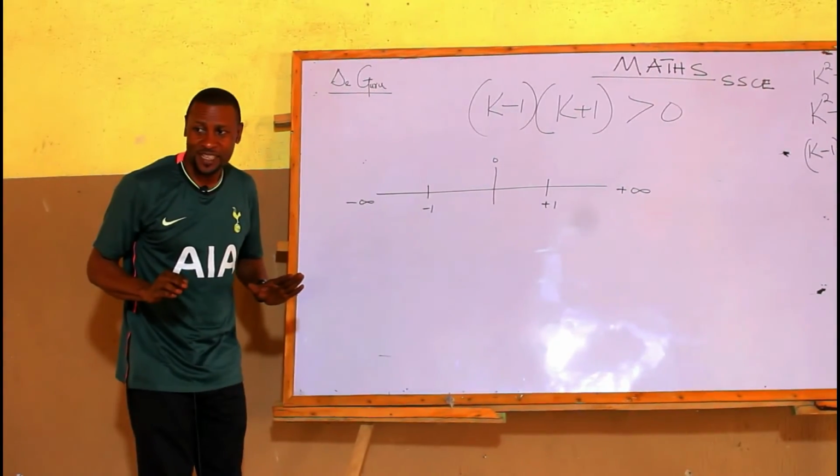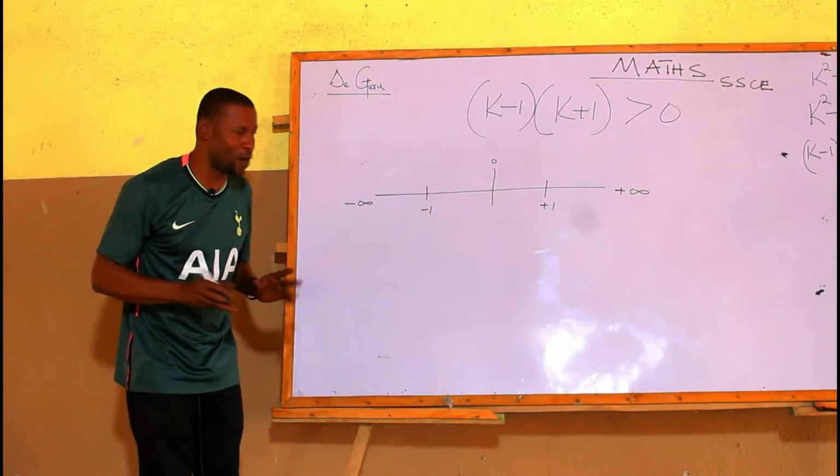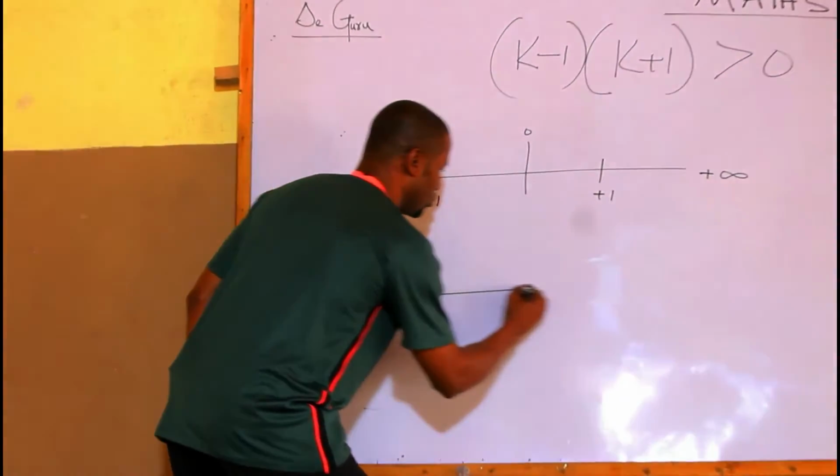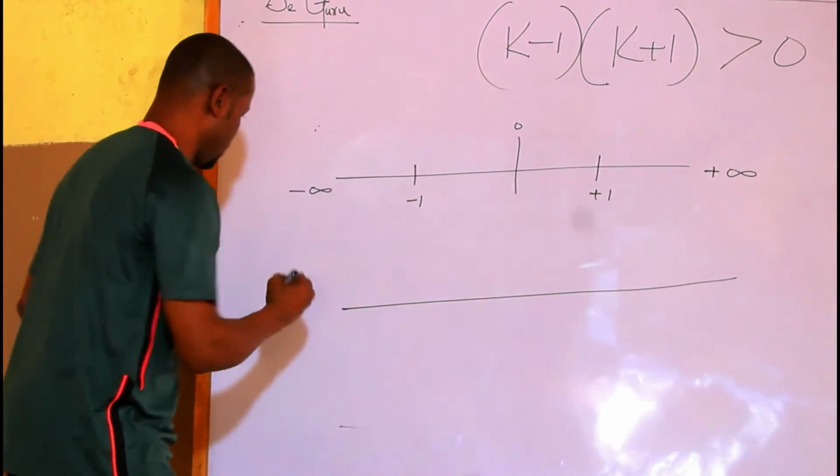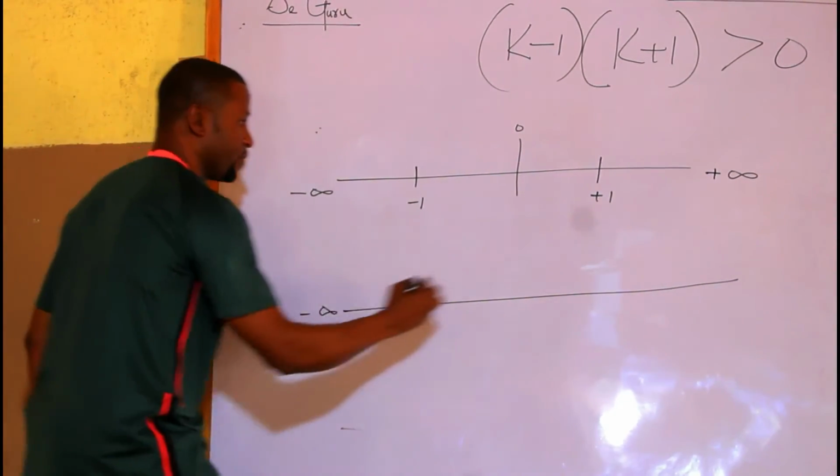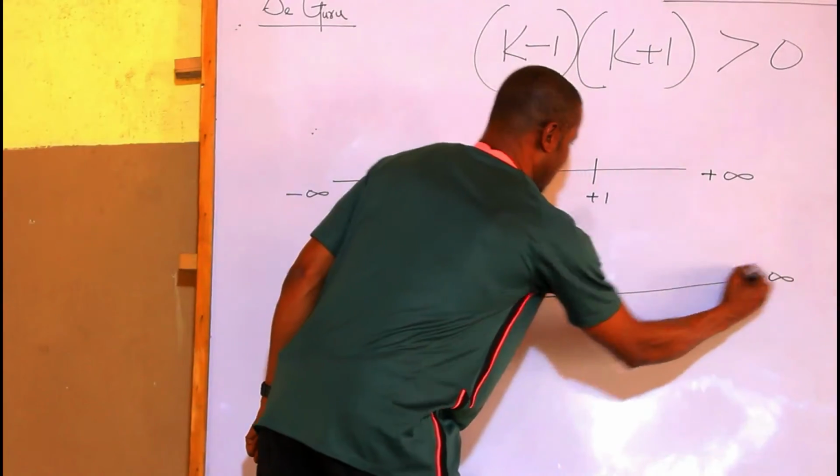Once you do that, for clarity and avoidance of doubt, you bring the regions out. I'm redrawing. This is minus infinity to plus infinity. Are we there, somebody?